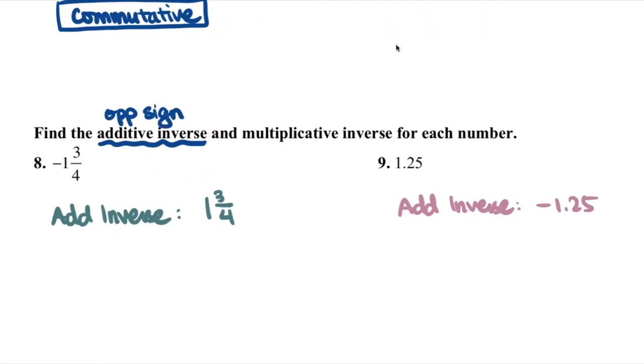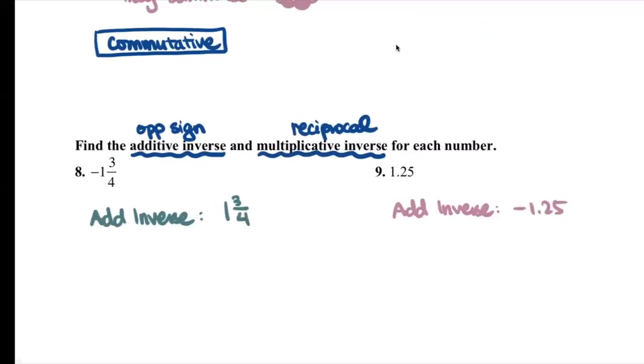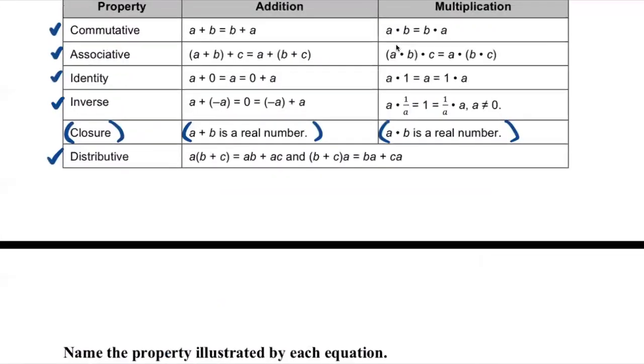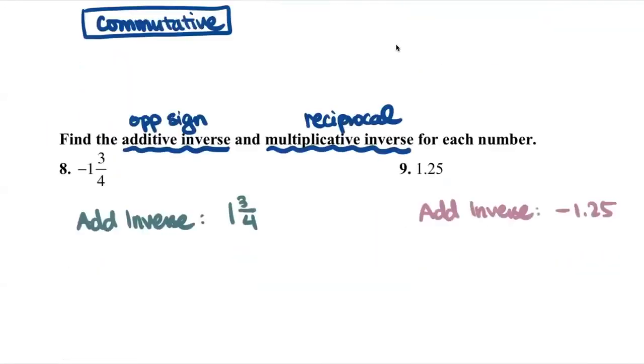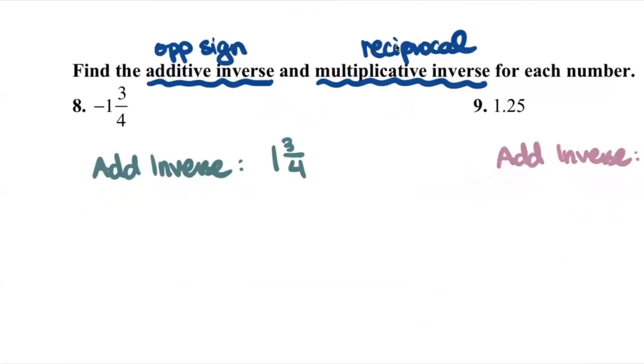Okay, multiplicative inverse. This is going to be the reciprocal. To find the multiplicative inverse for a number, you multiply by the reciprocal. Like a would be multiplied by 1 over a to get 1. That's what you're aiming for. Two numbers are multiplicative inverses if they multiply to equal 1. So we want to get the reciprocal of this guy. Okay, so the multiplicative inverse.